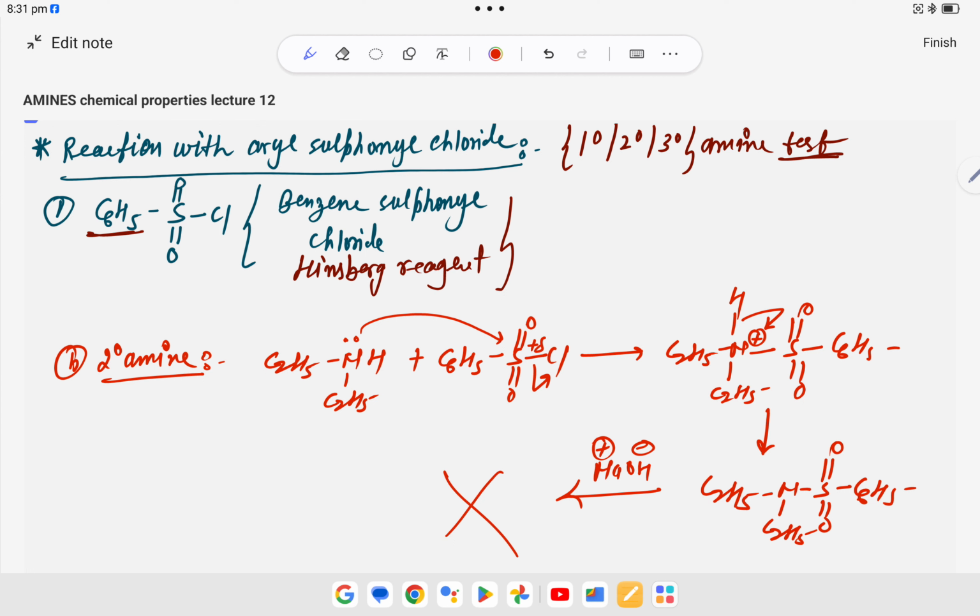So that is all about the two reactions. First we discussed reaction with nitrous acid. Second we discussed reaction with aryl sulphonyl chloride, which is also called Hinsberg reagent. Okay, so that is all about the reaction.